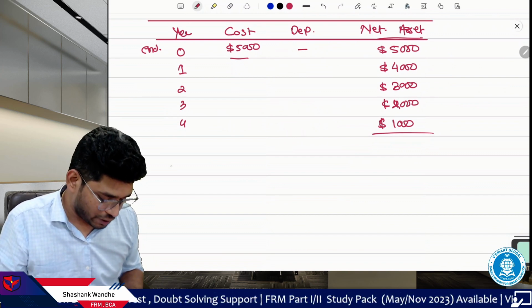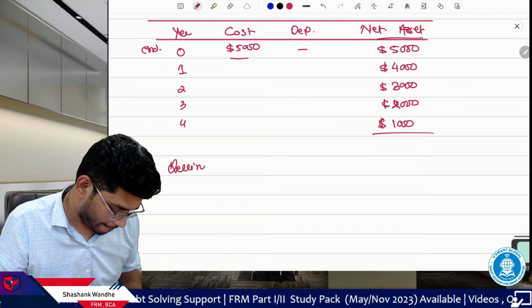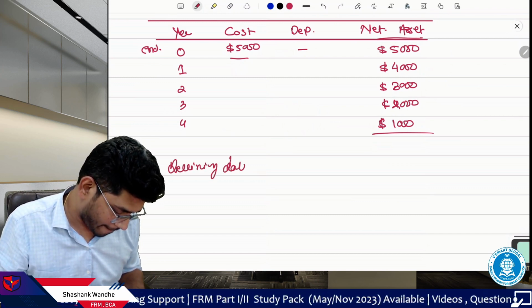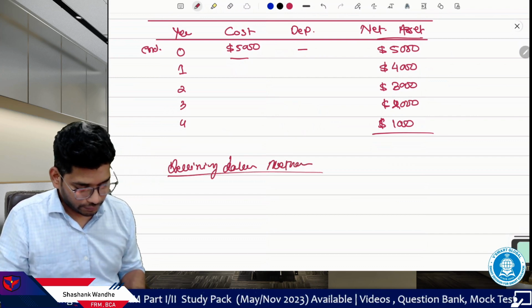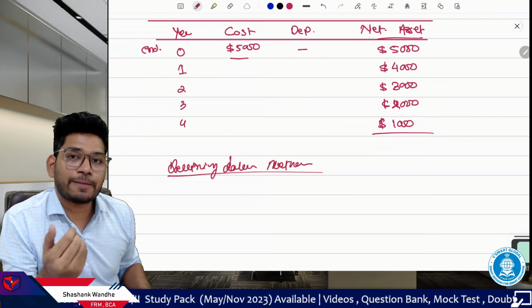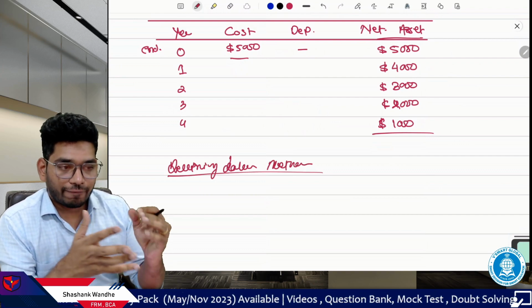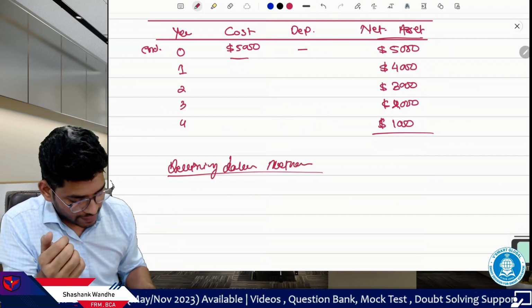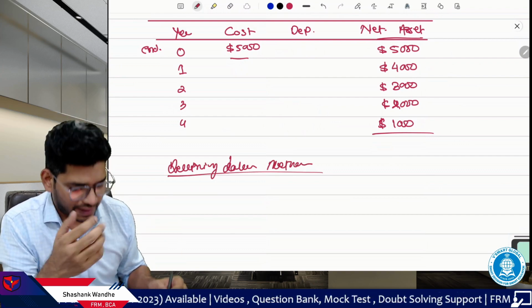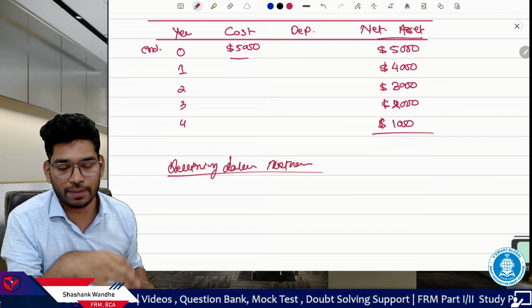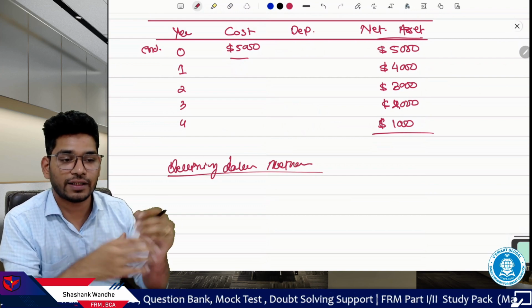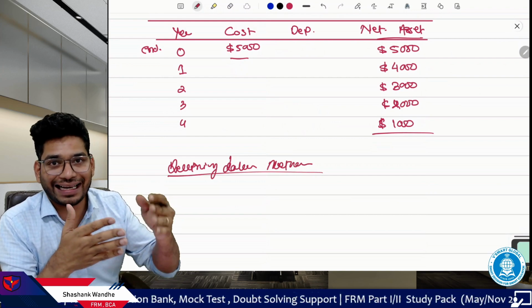In declining balance method, we don't charge constant depreciation. In straight line method, our principle was very simple. Okay, so charge straight depreciation. That's why it is called straight line depreciation. But in declining balance method, we charge depreciation in declining amount.